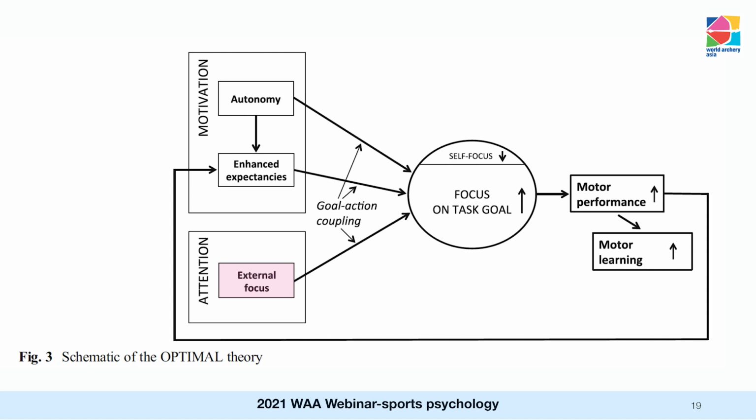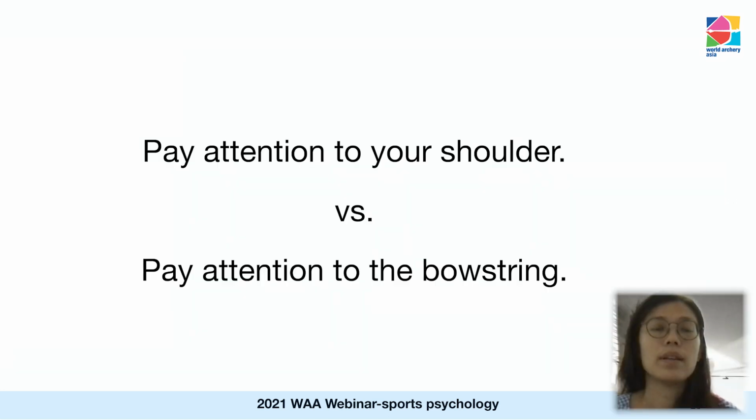Now try to think, usually what kind of instruction do you give to your athletes? Something like focus on your shoulder, or hey, pay more attention to the bowstring or any implement or equipment. And are they different? Okay, let's explain what is external and what is internal focus of attention. External focus of attention is to concentrate on the intended movement effect or the environment. Instead, the internal focus of attention is to concentrate on the body movement.